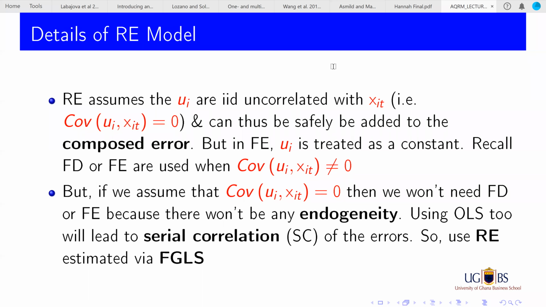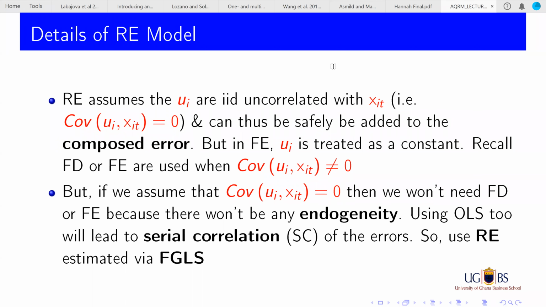If we assume that the covariance between the UI and the XI is zero, that there is no correlation between them, then we won't need the first difference or the fixed effect anymore, because there will not be any endogeneity. Endogeneity is when the XI is correlated with the UI. So when the error term is correlated with the others, then you see that there is endogeneity. And when you use OLS, it will lead to serial correlation of the errors. And that is why we use the random effect model.